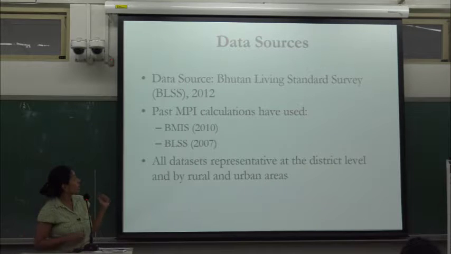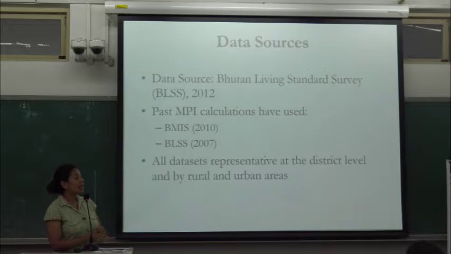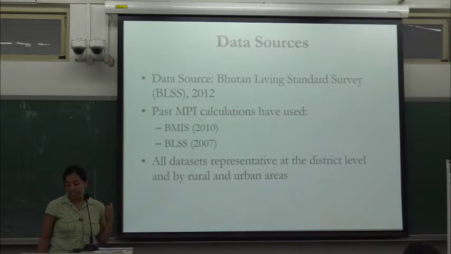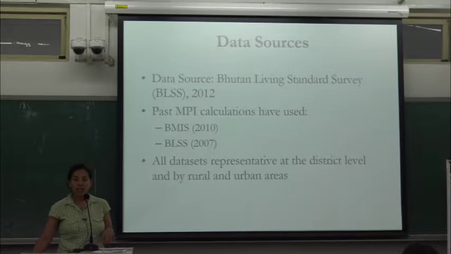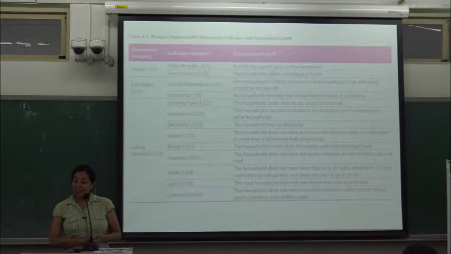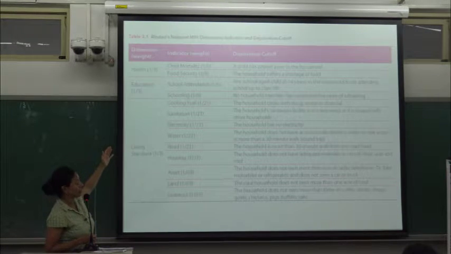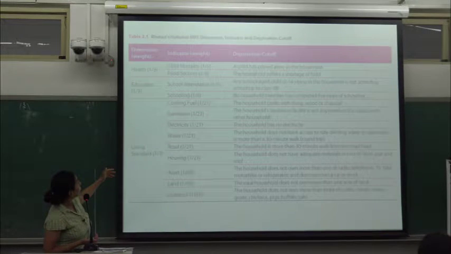The data source is the Bhutanese Living Standard Survey of 2012, but they were able to harmonize observations in 2007 and 2010 to get a whole series of changes across time of this index. And all data sets are representative at district level in rural and urban areas. The dimensions are exactly the same as, for instance, the Human Development Index or the global MPI, in which we have a third of the weight for health, education, and living standards each.